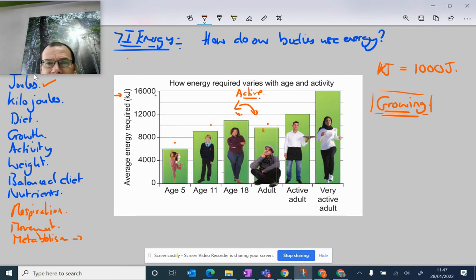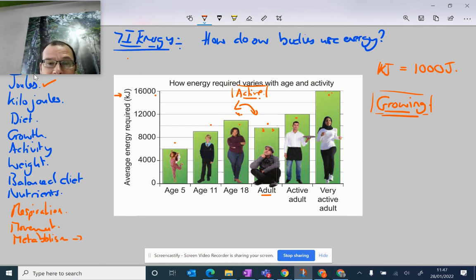Now, we can see an active adult does actually consume more energy than an age 18. So I would say more likely this difference here to be activity. We can see a very active adult has much, much higher energy recommendation, almost double really. This adult here, sedentary adult sitting down, not doing much, consumes a huge amount more energy.